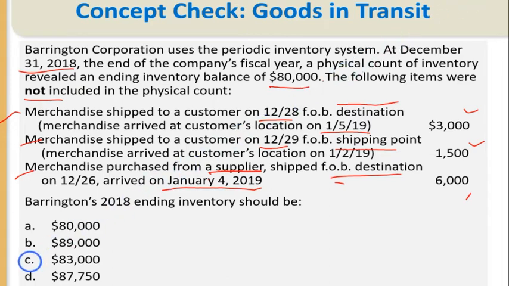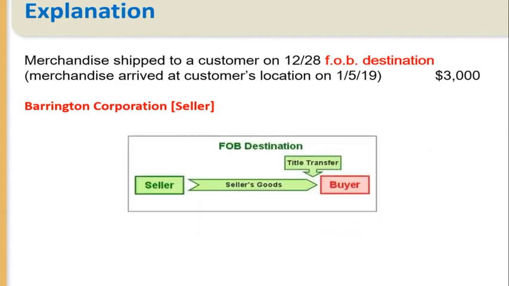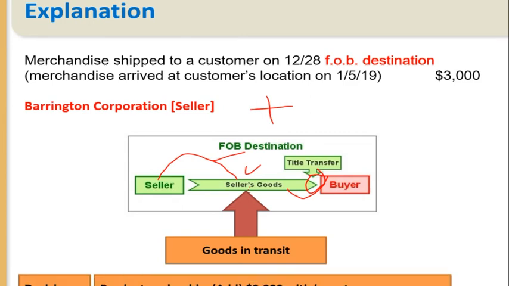So here is the answer, and let's see the explanation. The first one, merchandise shipped to customers, and the term is free on board destination. Here Barrington is the seller. In the case of free on board destination, for the goods that are in transit, the ownership stays with the seller. The ownership has not been transferred yet, and the goods are still in transit. So who is the owner of these goods? Barrington, right? So we will add this. The decision is Barrington should include the goods in their inventory counting, so Barrington should include the inventory costing 3,000.